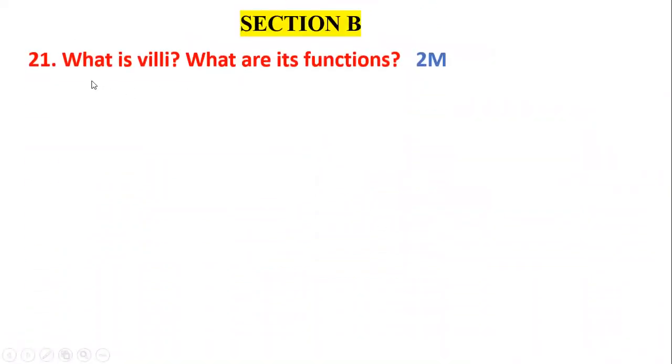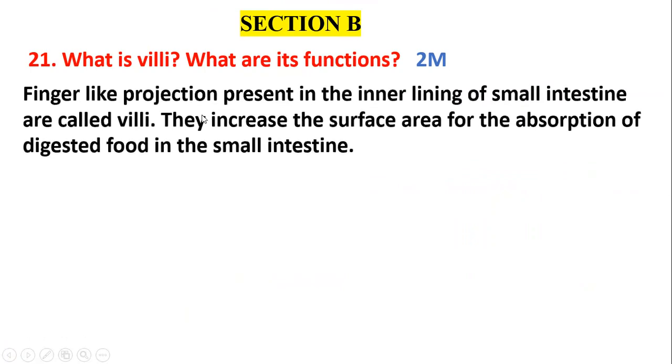Let's start. Under section B, the first question, that is 21, is: what is villi? What are its functions? Yes, villi, you know, are finger-like projections present in the small intestine. Have a look at the answer. Finger-like projections present in the inner lining of the small intestine are called villi. They increase the surface area for the absorption of digested food in the small intestine. I think this is easy to remember.